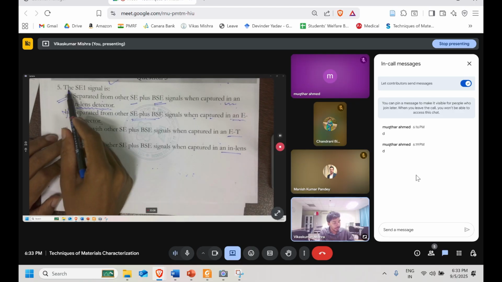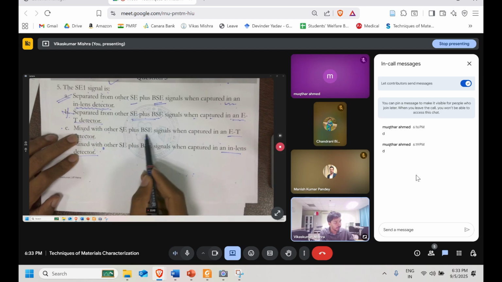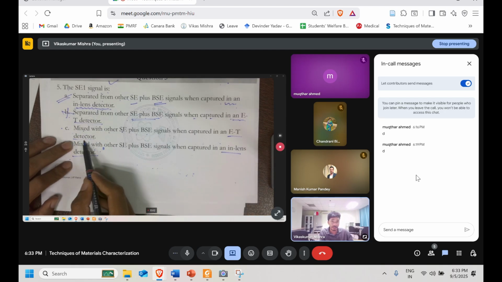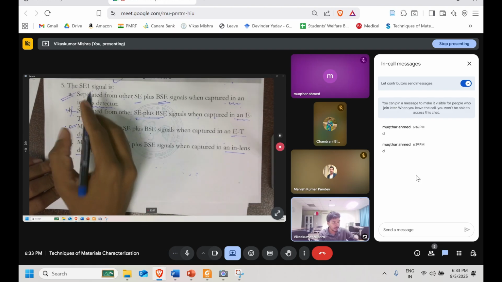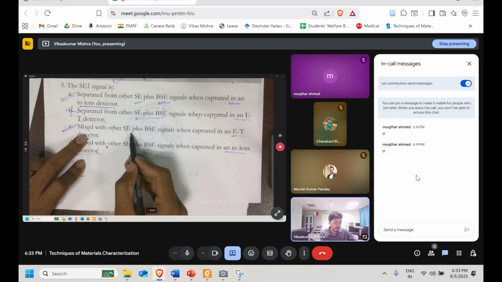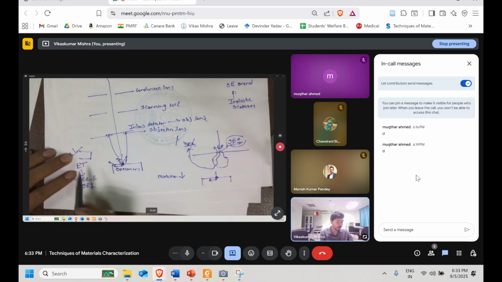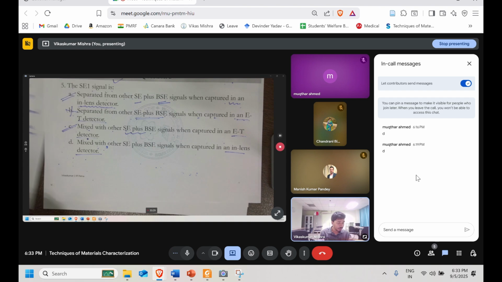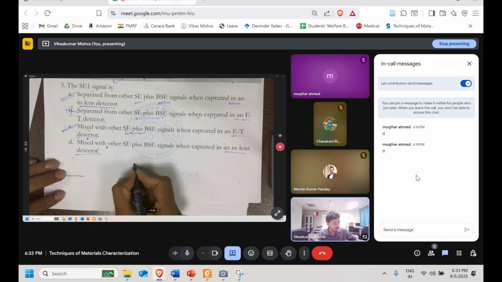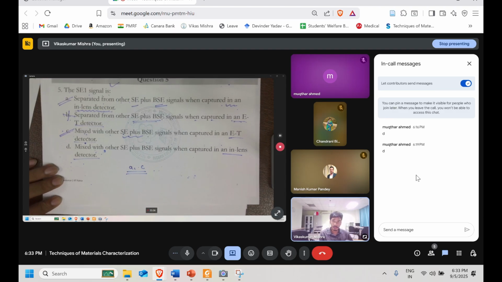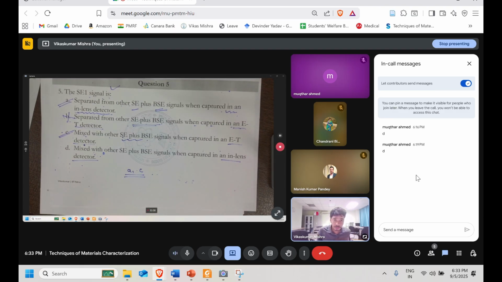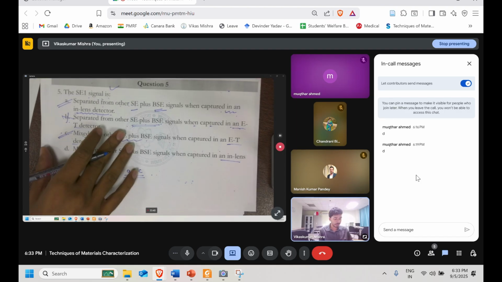The SE1 signal is mixed with the other SE plus BSE signal when captured in the ET detector. Is it right? This is right. So if I'm using this, what we are getting is mixed information. So here the right answer is option A and option C. If there is any doubt in this, guys, let me know. If not, let's move ahead to the next concepts.